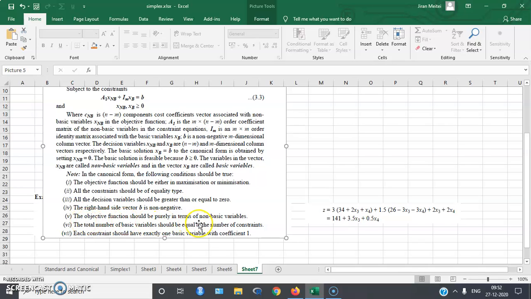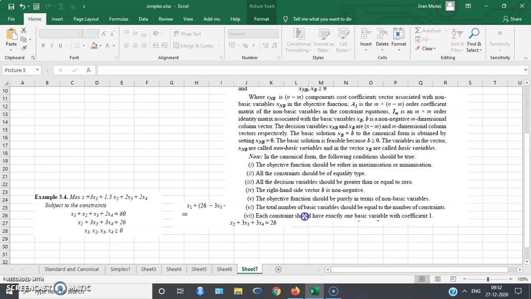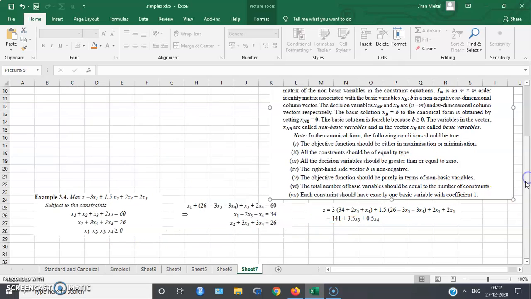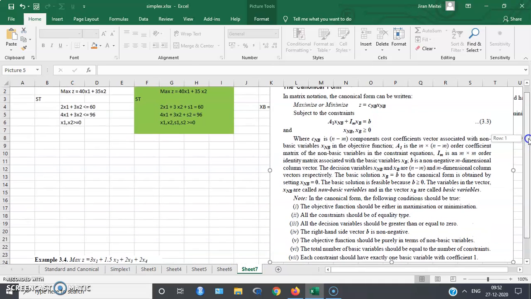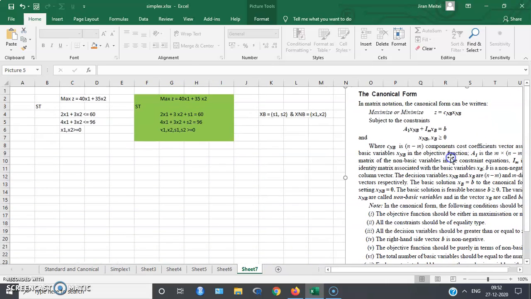The objective function should be purely in terms of non-basic variables. The total number of basic variables should be equal to the total number of constraints. Each constraint should have exactly one basic variable. So what we do now is partition the variables involved. We have four variables involved over here. Let us partition these variables into basic and non-basic. The selection of the basic variable should be such that this variable is involved only in that particular constraint, and it should not be present in the remaining constraints, and the variable should also have a coefficient 1 in that constraint.